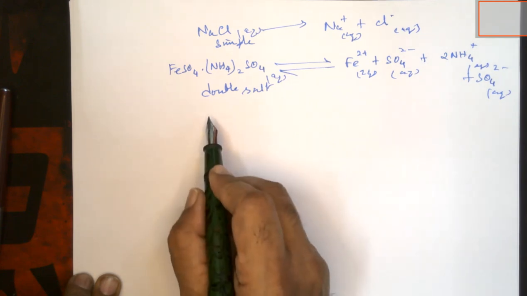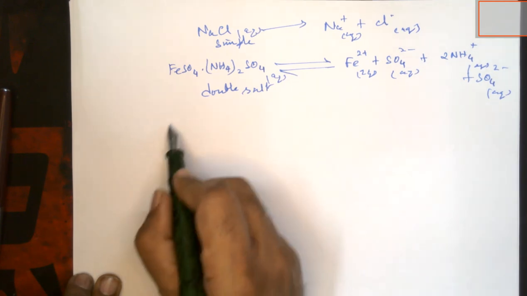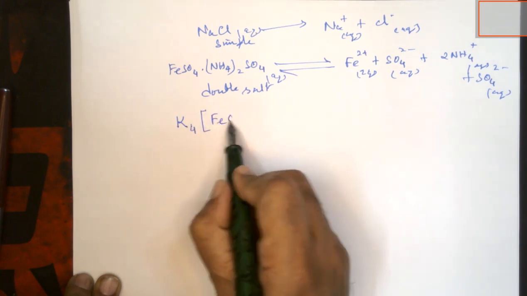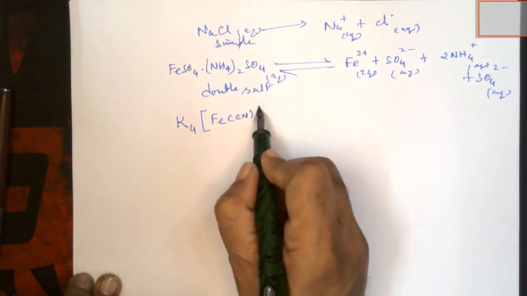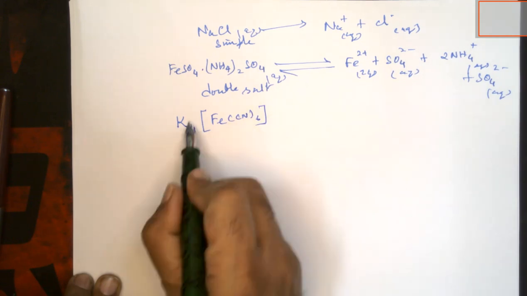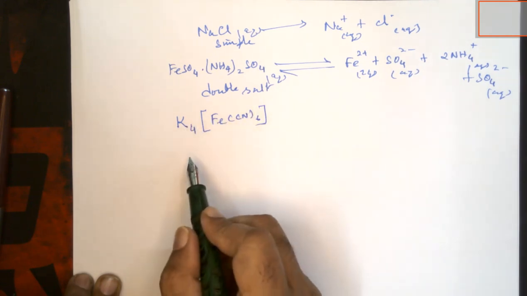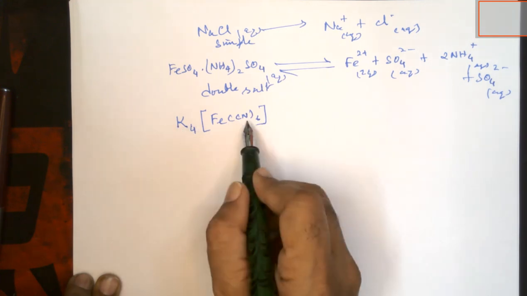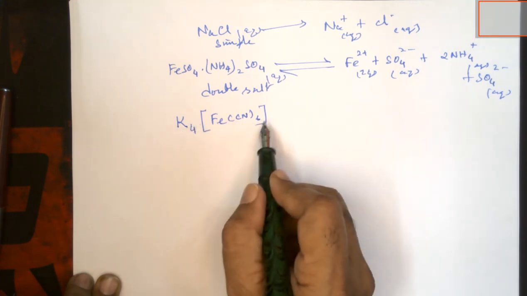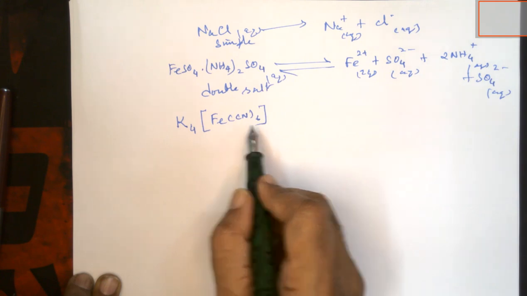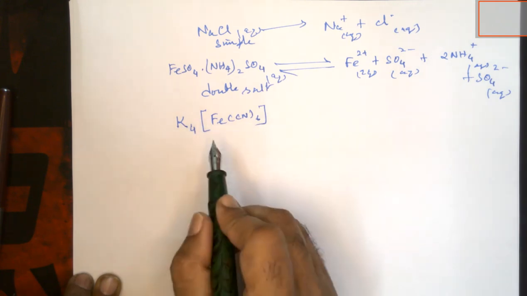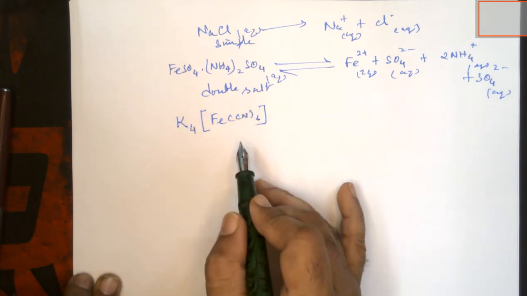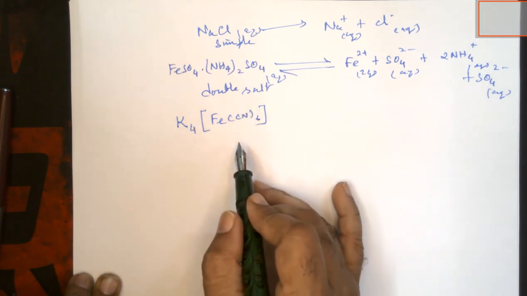Now let me consider K4[Fe(CN)6]. You may ask me, sir, why you put these square brackets? There is some significance, I will tell you later. So potassium ferrocyanide. By IUPAC nomenclature, it's called potassium hexacyanoferrate. I will tell you how to name this compound by the IUPAC system.